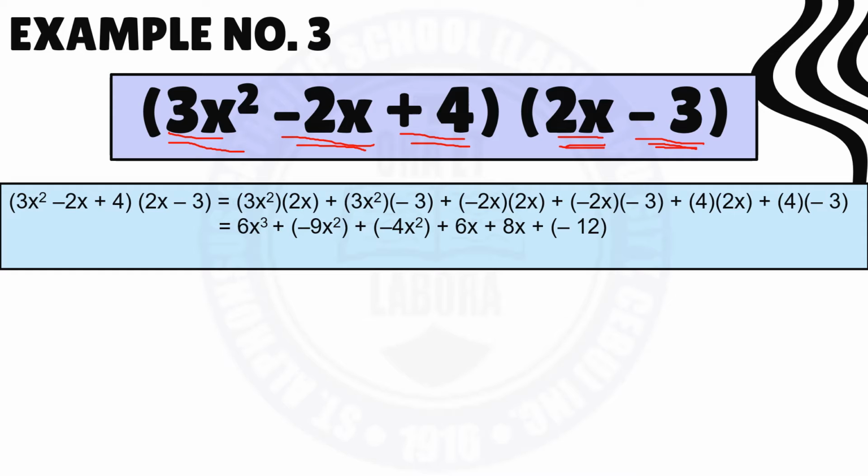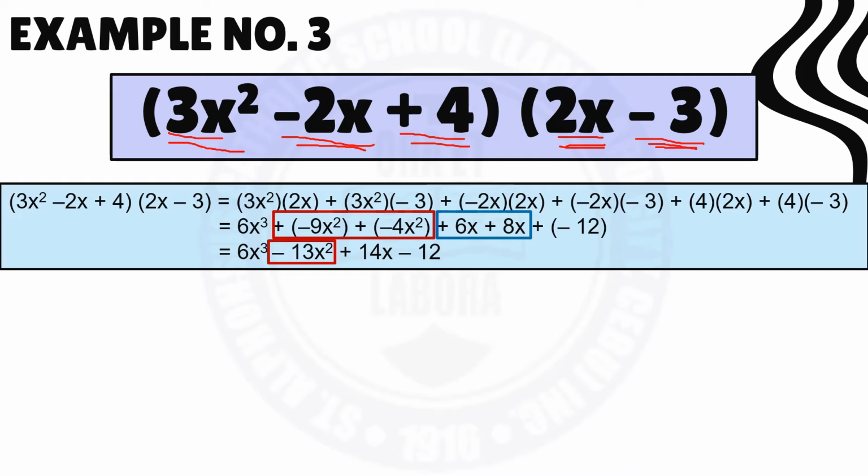And then you look for similar or like terms. We have here negative 9x squared and negative 4x squared. We also have 6x and 8x. And then perform the indicated operations. So we have here 6x cubed. Copy 6x cubed since it doesn't have any similar terms. And then combine negative 9x squared plus negative 4x squared. It gives you the result of negative 13x squared.